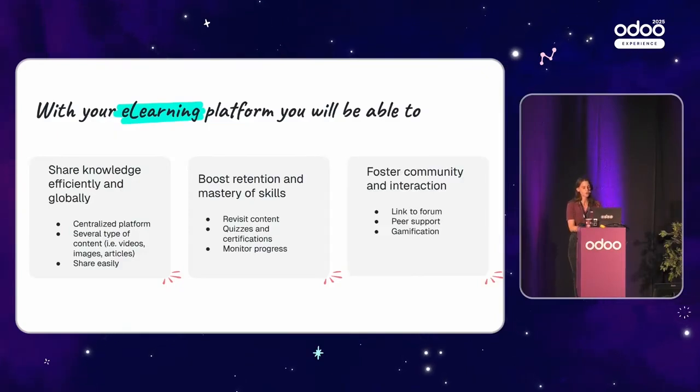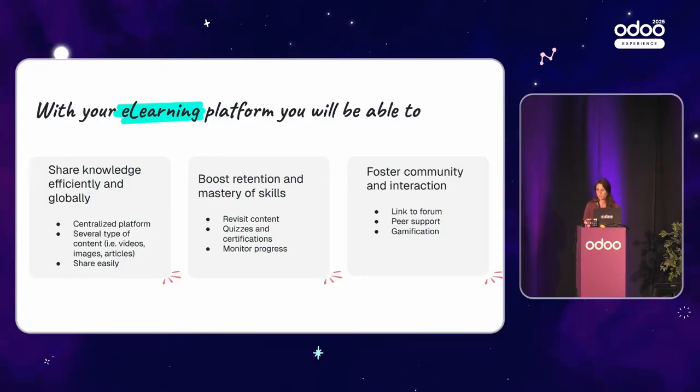Thirdly, you can foster community and interaction, so you can link your course to a forum where your learners can ask their questions, start discussions, and boost peer support. Odoo also allows gamification tools such as the karma points.